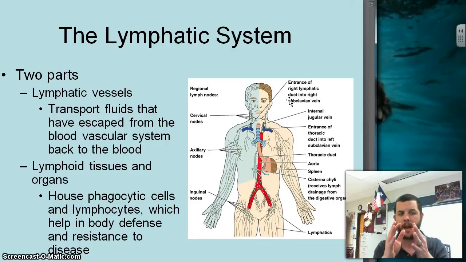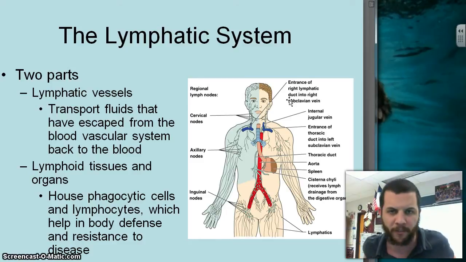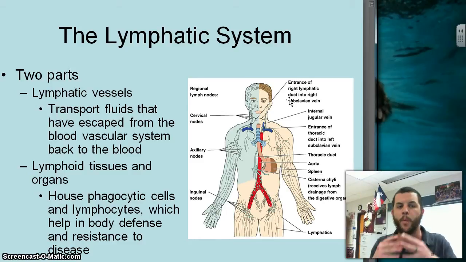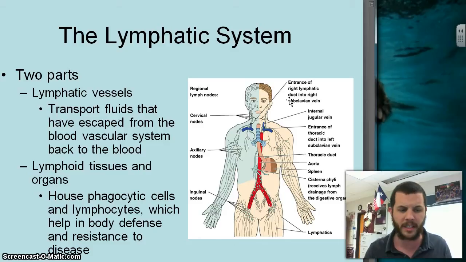Okay, so we've got our blood. Blood's going to leak out of blood vessels in different places, or at least that blood plasma, the fluidy portion of the blood. When that plasma, that fluid, gets stuck in our tissue spaces, it's going to be sucked up by the lymphatic vessels, and it's going to be taken back to the heart.